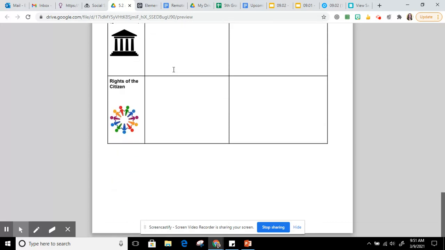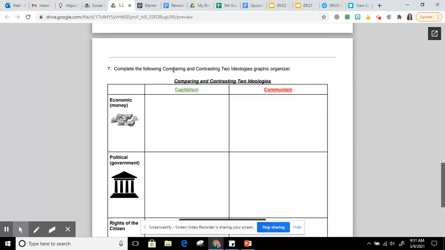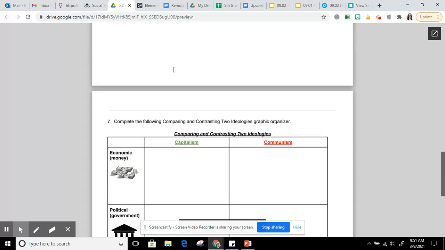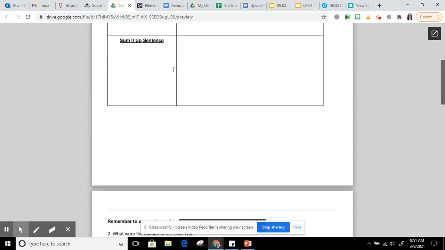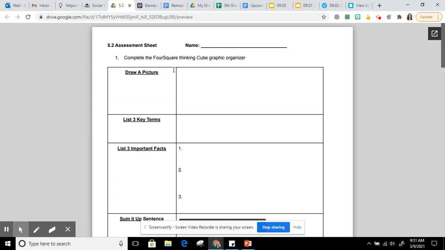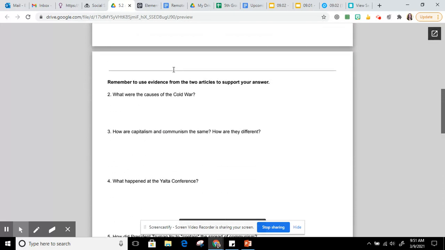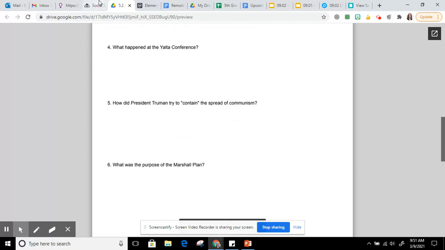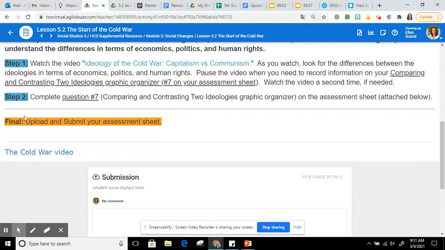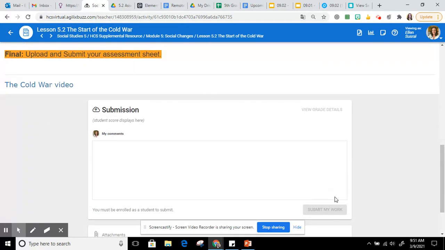Okay, and that is your assessment for 5.2. You've got 7 questions, 2 charts, a chart for number 1, a chart for number 7, and then 2 through 6 are short answers. Don't forget to provide evidence and write your answers in complete sentences here for numbers 2 through 6. Okay, when you are done, the final part is to upload and submit your assessment sheet by clicking on the blue plus button that you have on your screen and attach your work.